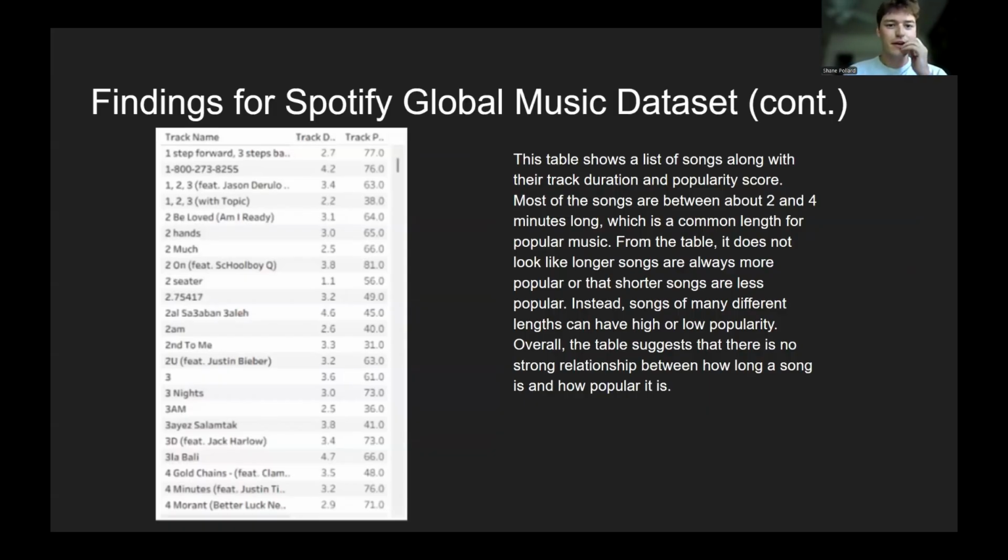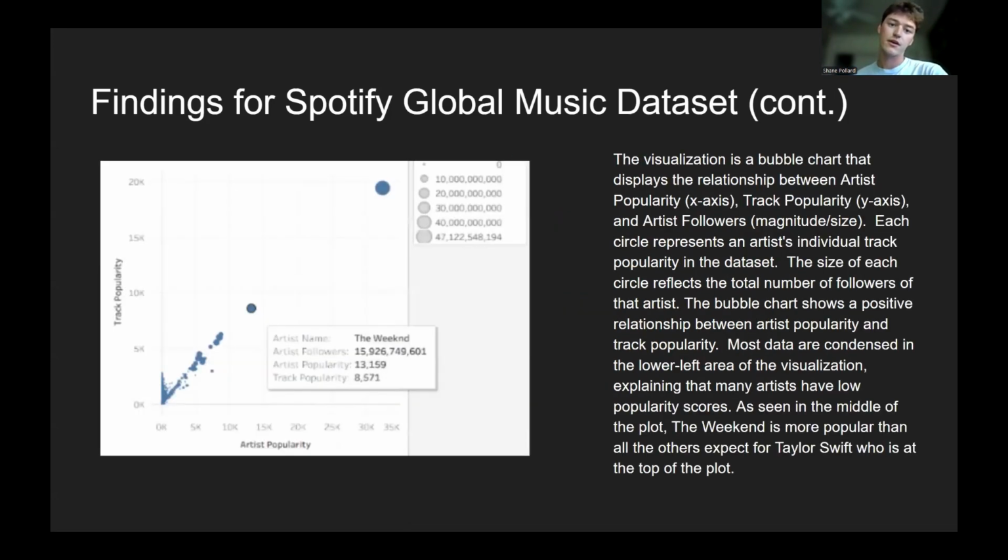Findings for the Spotify Global Music dataset. This one is a list of songs along with their track duration and popularity score. Most of the songs are between about 2 and 4 minutes long, which is a common length for popular music. From the table, it does not look like longer songs are always more popular or that shorter songs are less popular. Instead, songs of many different lengths can have high or low popularity. Overall, the table suggests that there's no strong relationship between how long a song is and how popular it is. Now Quinn's going to go into the rest of the findings.